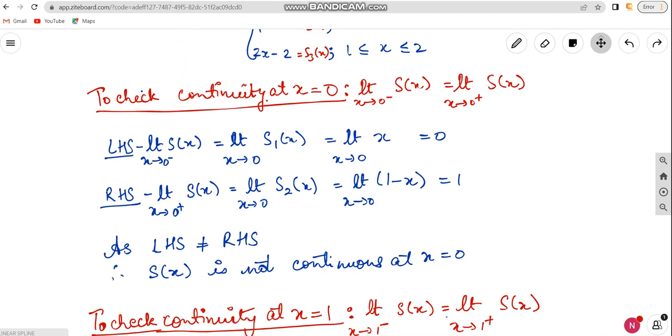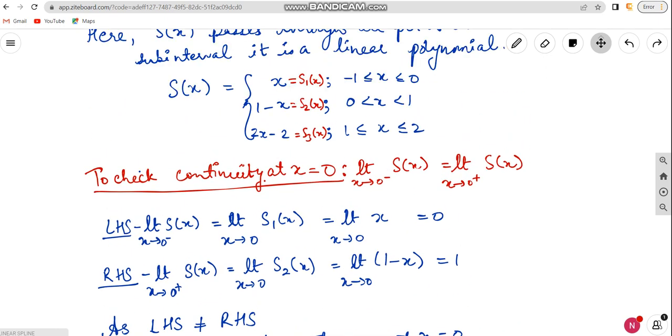For the left hand limit, limit x tending to 0 negative, 0 negative means that x is less than 0. So when x is less than 0, I am getting the function as s1, that is x. So this first function, s1, gives me the limit as x tends to 0 negative. Here I have written limit x tending to 0 of s1, which is equal to limit x tending to 0 of x. You just have to put the value of x as 0 and the left hand limit comes out to be 0.